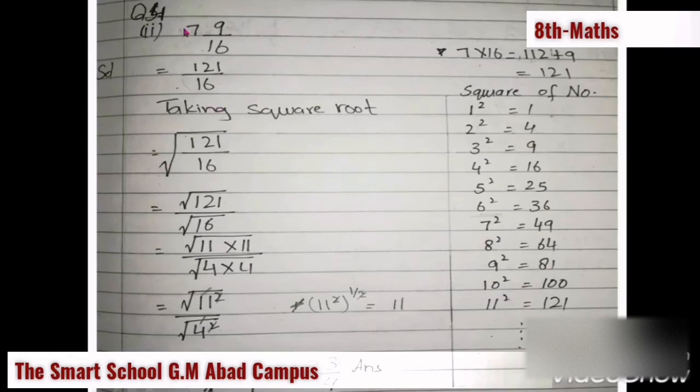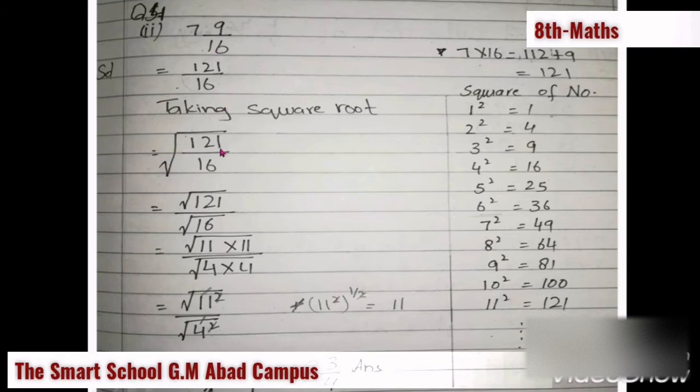7 9/16 is a mixed fraction. First of all we have to convert it into a simple fraction. So how to do it? We multiply 7 with 16 and add 9 to the answer. So 7 multiplied by 16 we get 112, and then we add 9 to it. So we get 121. This answer we write in the numerator, and the denominator will be the same as in the mixed fraction. So we get 121/16 as the simple fraction.